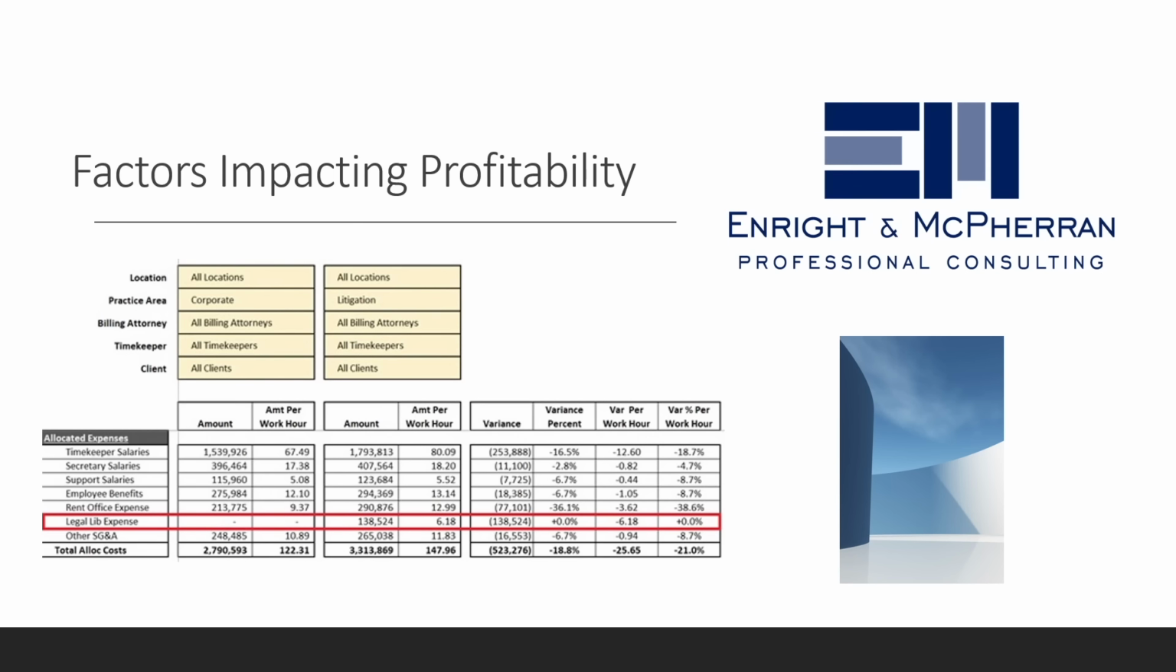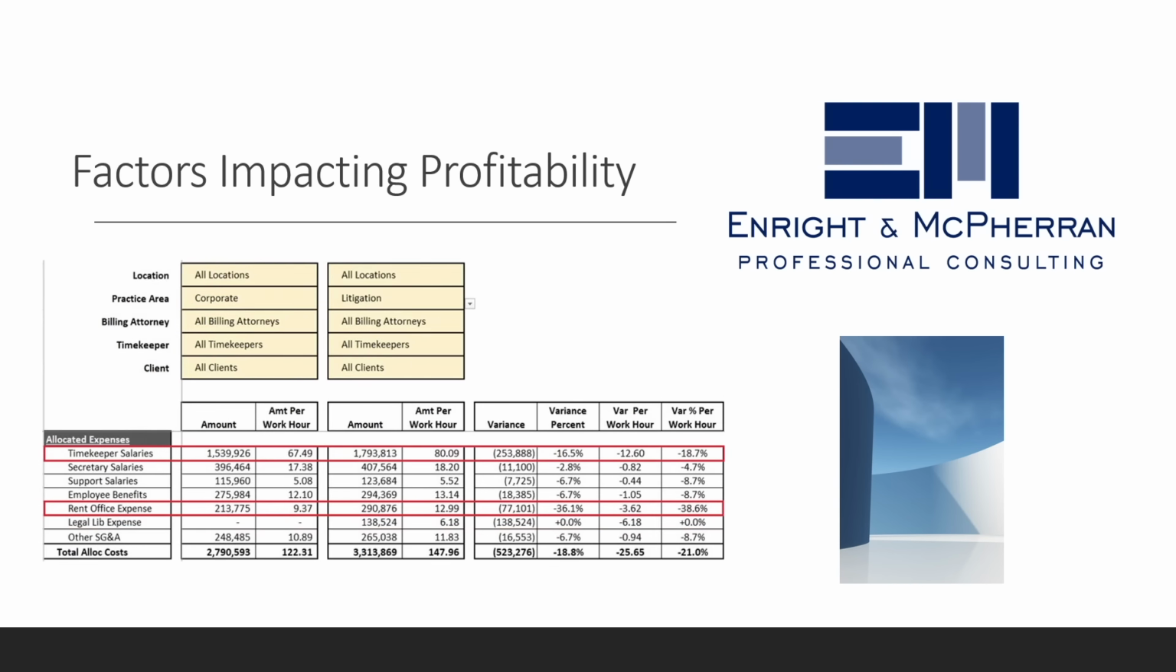We can see that $6.18 of every hour of billed time in the past year was used to pay for the software. This understanding helps the management team figure out the impact of the expense, which can be weighed against its benefit. Also note the comparison of the timekeeper salaries and rent office expense lines. The average litigation department timekeeper salary per work hour is 18.7% higher than that of the corporate department, and the rent office expense is 38.6% higher than the corporate department's corresponding expenses. Without a view like this, it's difficult to determine how these expenses are affecting profitability.